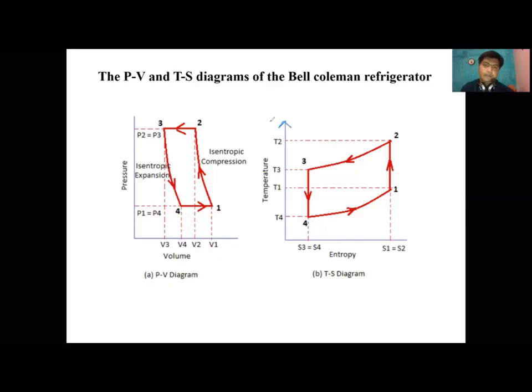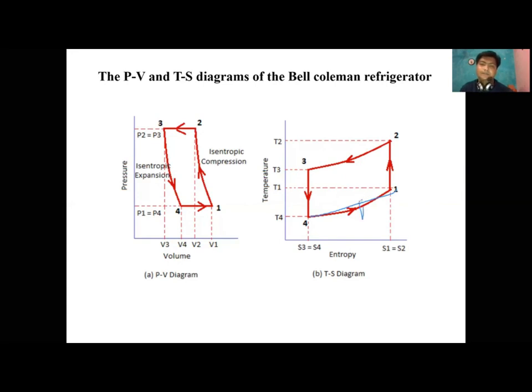Okay, now the TS diagram. 1 to 2 is isentropic compression, entropy constant, temperature increases, that's why there is a straight line. 2 to 3 is constant pressure, heat is rejected, that's why temperature decreases. And 3 to 4, isentropic expansion, temperature decreases. Next, 4 to 1, heat absorbed.